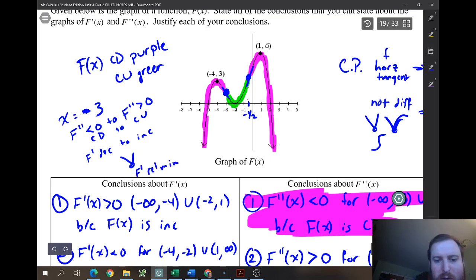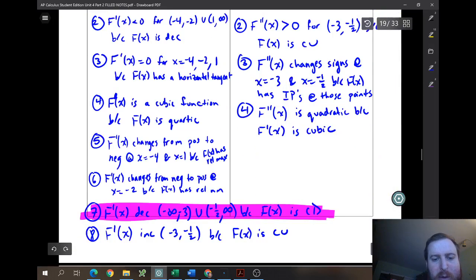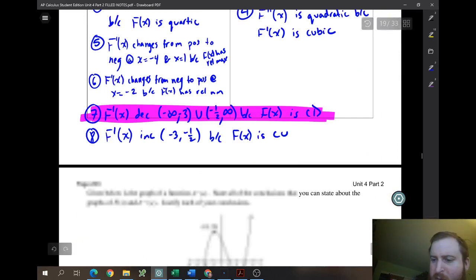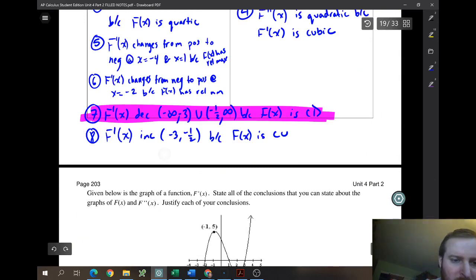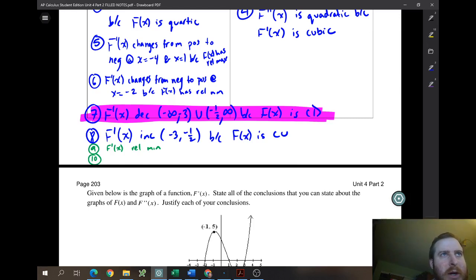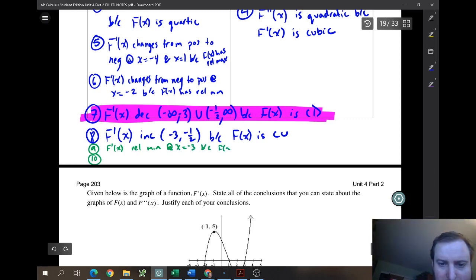It's a little bit weird. It's a little bit funky to think about. I'm going to put these in a different color because they're not something I've really ever seen tested. But we could say that F prime of x would have a relative minimum when we change from concave down to concave up. So we'd have a relative minimum at x equals negative 3 because F of x changes from concave down to concave up.